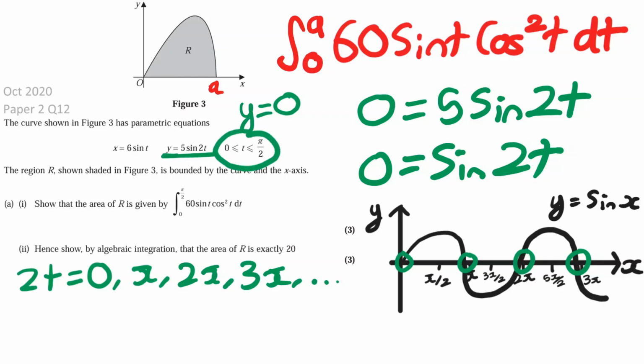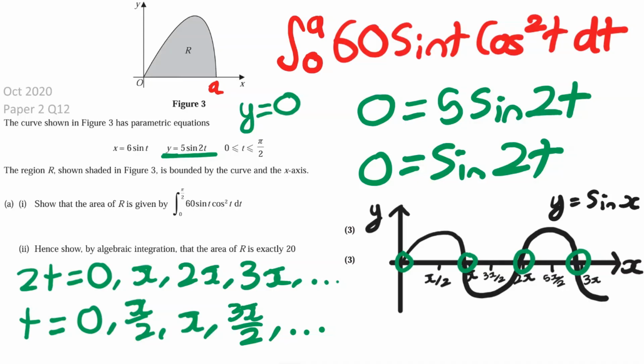Now, it needs to be in this domain here between 0 and pi over 2. If we divide everything by 2 to get rid of the 2 on this side, we get that t is possibly equal to 0, pi over 2, pi, 3 pi over 2, and so forth. And we can see that there are two values that lie in this domain, which are 0 and pi over 2, because we have the equal inequality signs here, so it can be equal to 0 and pi over 2 as well. And 0 is this root here, and pi over 2 is this root here. So therefore, a is equal to pi over 2. So therefore, we've solved the first part.